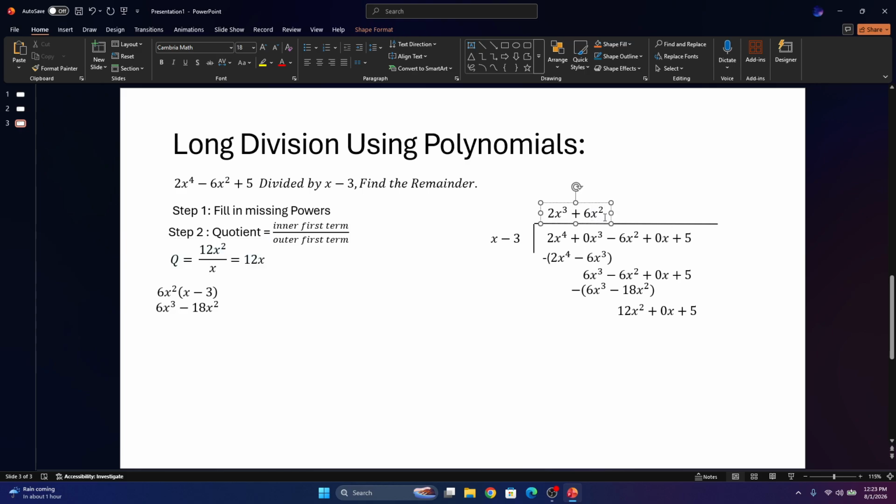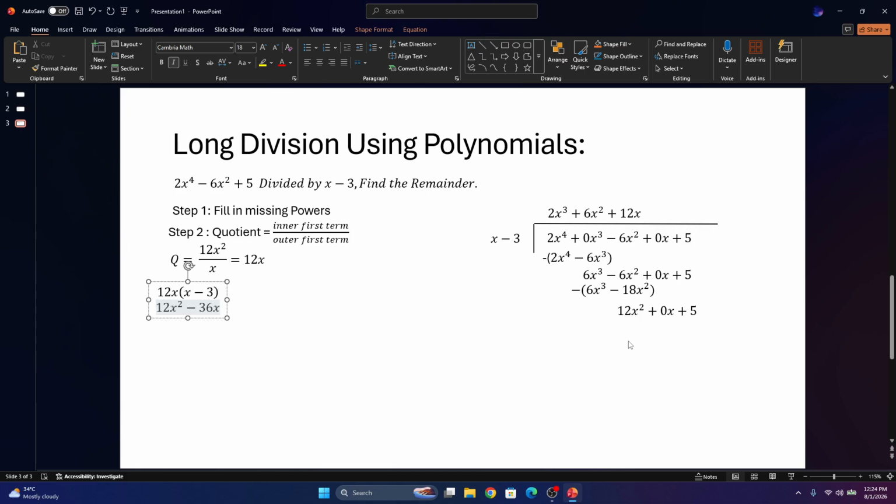So first of all, we're going to add it right here. So plus 12x. And now what we're going to do is multiply our expression itself. So 12x times the divisor is going to give us 12x squared minus 36x. And now we're going to take this value again and subtract it from right here. As you guys can see once again, this term right here is equal to this term right here. So again, both of these are going to get cancelled.